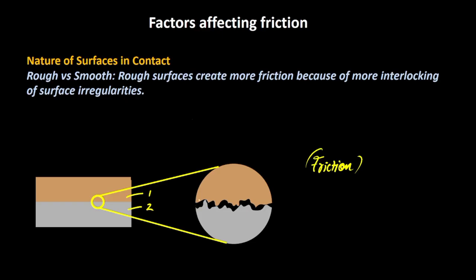Now if we see from a microscopic level, the surfaces are very irregular, and because of this irregularity, the friction is there. Now as the irregularity increases, that would happen in the case of a rough surface, the friction would ultimately increase. But in the smooth surface, the irregularities would not be that much, and hence the friction would not be that much as compared to that of the rough surfaces.